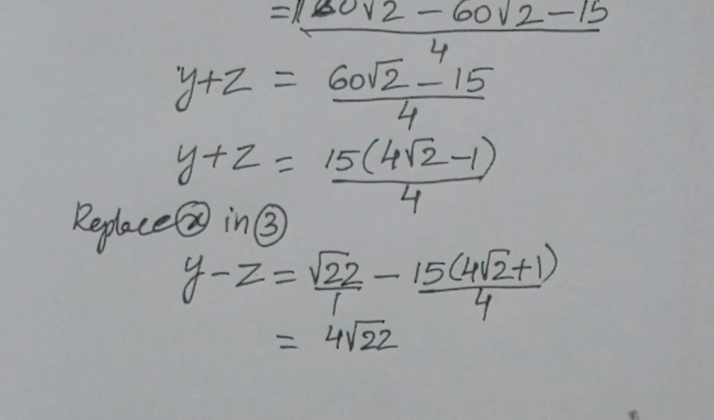4 root 22 minus 60 root 2 minus 15 plus 60 root 2 minus 15 by 4. 60 root 2, 60 root 2 cancel. So 4 root 22 minus 30 by 4. Here you can take 2 common. 2 root 22 minus 15 by 2.